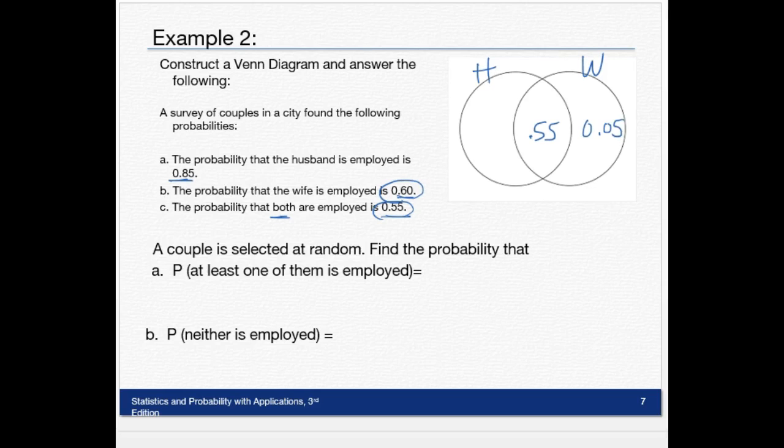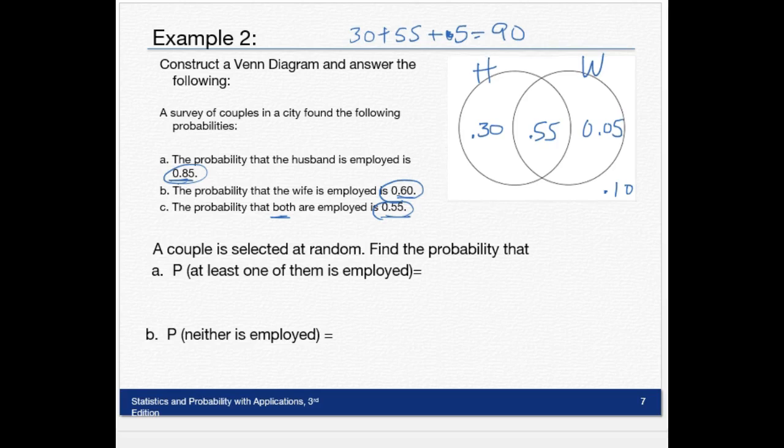And then for the husband's, 85%. So that means everything in the husband circle adds up to 85, but I already have 55. That leaves me 30%. Now I see if there's anything outside this sample space. So I have 30 plus 55 plus 5. What is that? That gives me 90. So there's 10% left that's hanging out here.